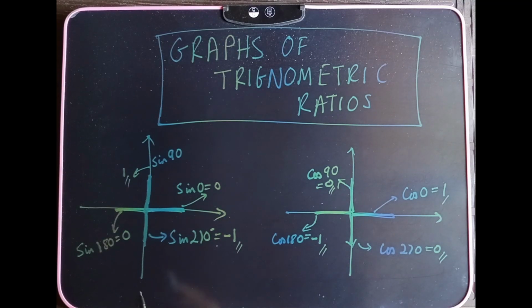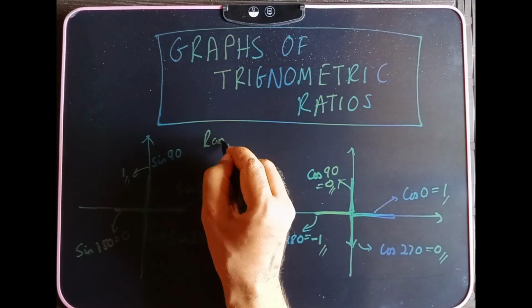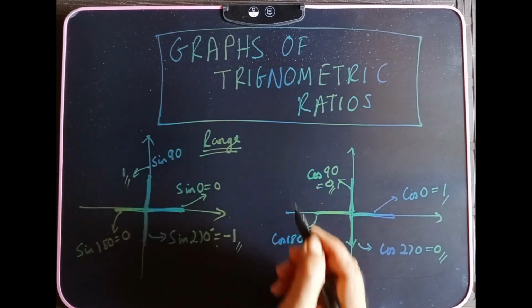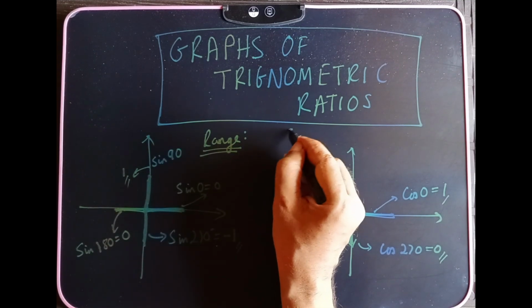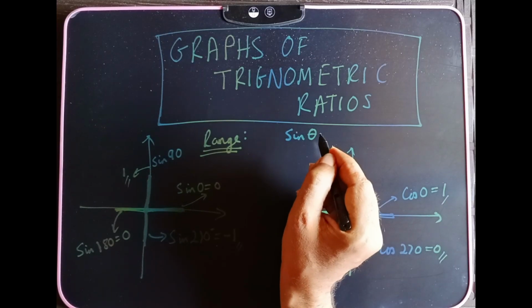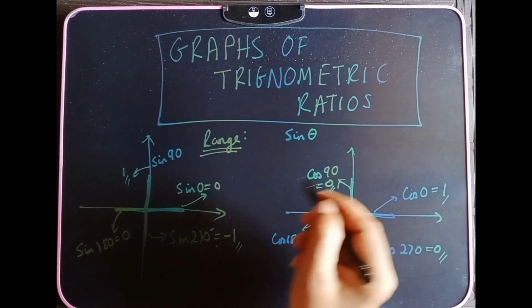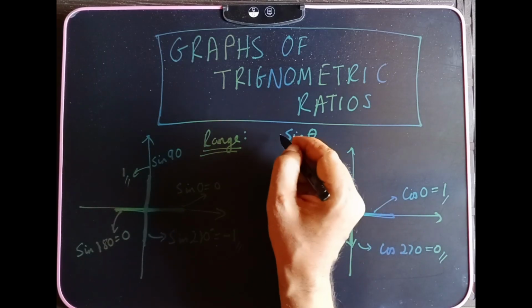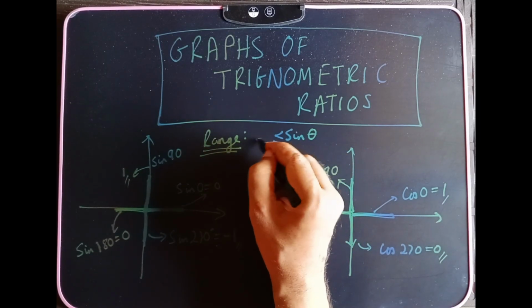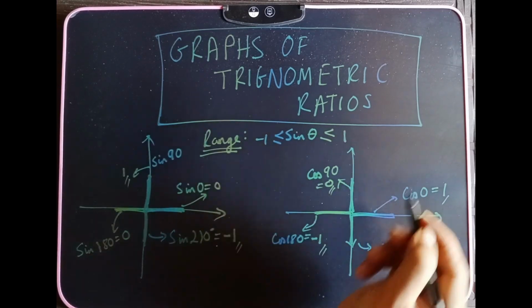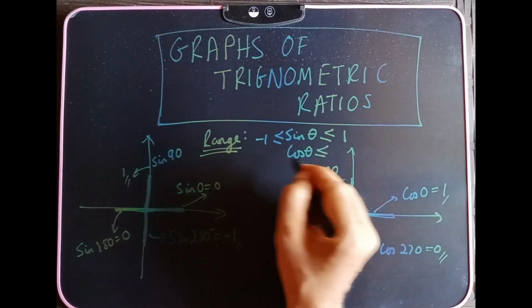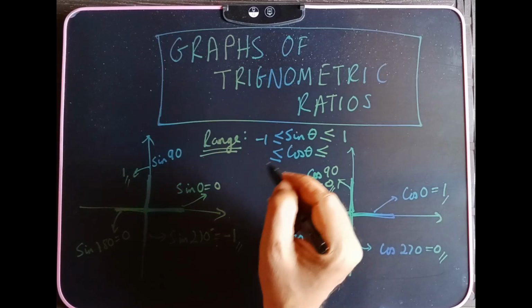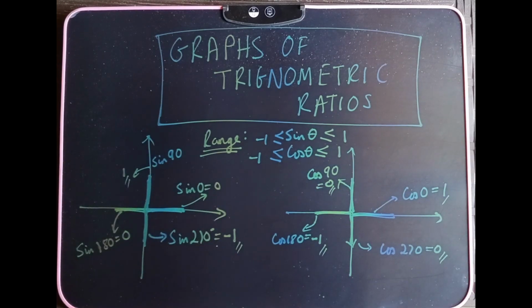So if I have to find the range of values for sine theta, what is the range of values? We can identify from here that sine theta is greater than or equal to minus 1 and less than or equal to 1. Similarly for cos theta it's the same thing, minus 1 to 1. This is the range for sine and cos.